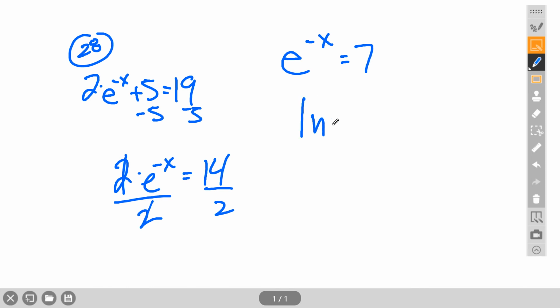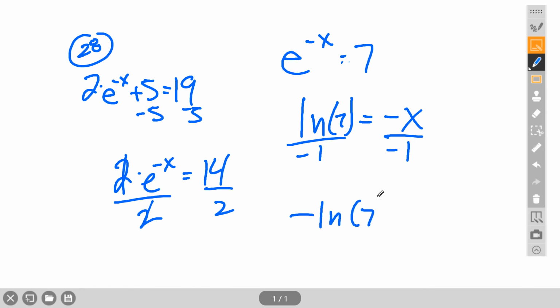Now we can change this to log form. So the natural log of 7 is equal to negative x, and we don't want a negative x, so we'll divide by negative 1. So we want the negative natural log of 7, and that will give me the solution here that I'm looking for. So negative natural log of 7, or the natural log of 7 divided by negative 1 is fine too. It's about negative 1.9460.